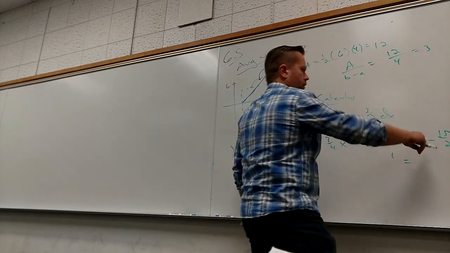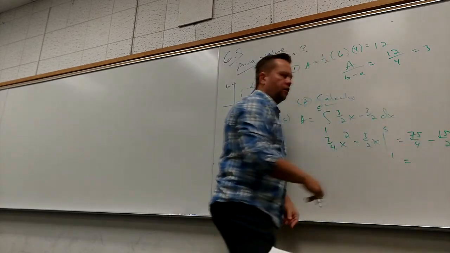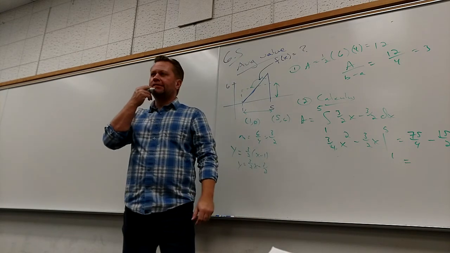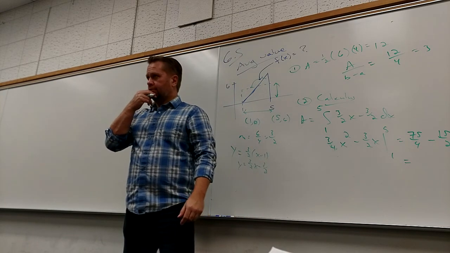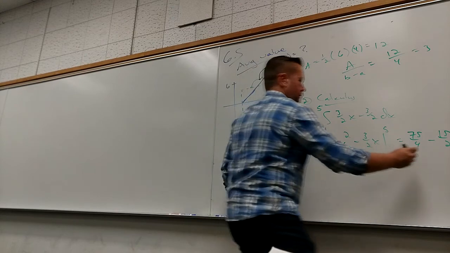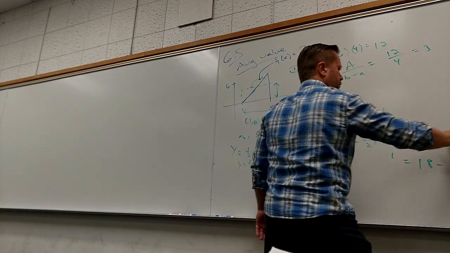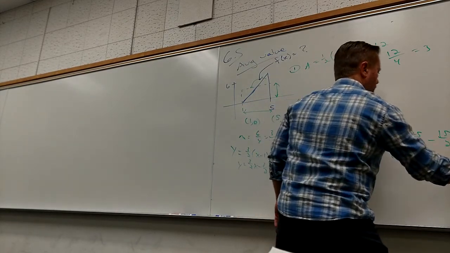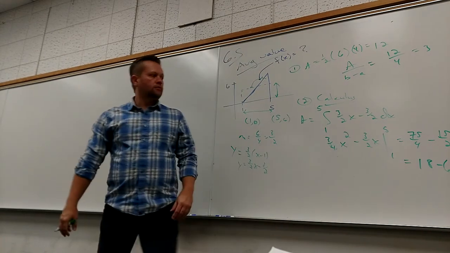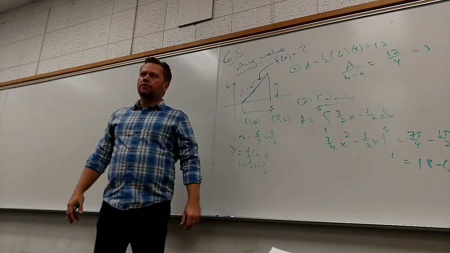So this would be 72 fourths, which is 18, minus 12 halves. So again, the area is 12.